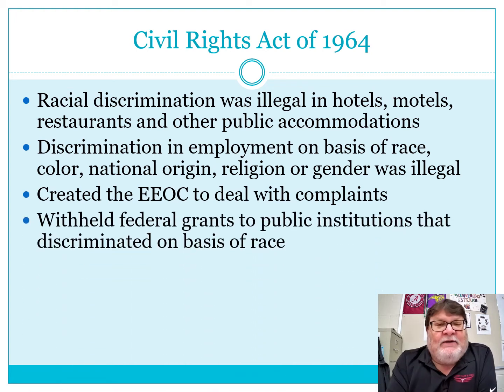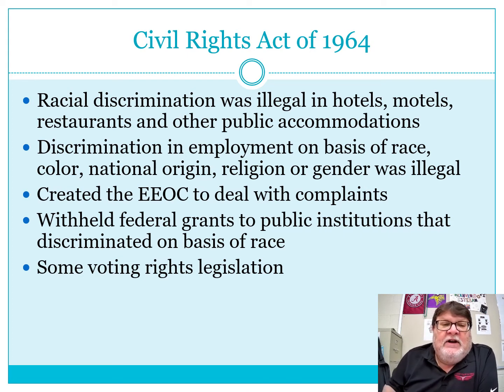It also, and this we actually talked about with the Brown case, I think it was in the last slide from last time, that the idea of desegregation didn't really happen until they took the money away. And that came in 1964 with the Civil Rights Act. So they withheld grants to public institutions that discriminated on the basis of race. That's when southern school districts started to lose money, and then they started to comply.